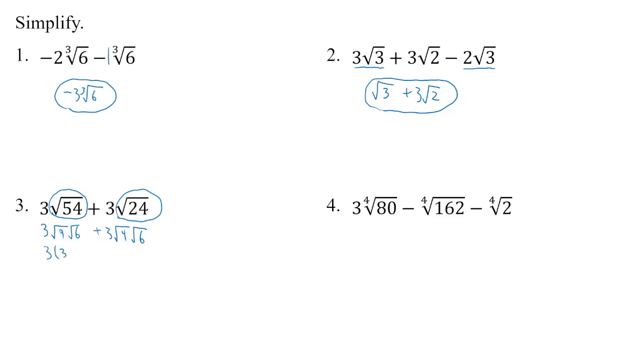The square root of 9 is 3, but we can't take the square root of 6. The square root of 4 is 2, but we can't take the square root of 6. 3 times 3 is 9, so this is 9 times the square root of 6, plus 3 times 2, which is 6, so this is 6 times the square root of 6. So now, as you can see, they are like terms. Therefore, 9 times the square root of 6 plus 6 times the square root of 6 is 15 times the square root of 6.